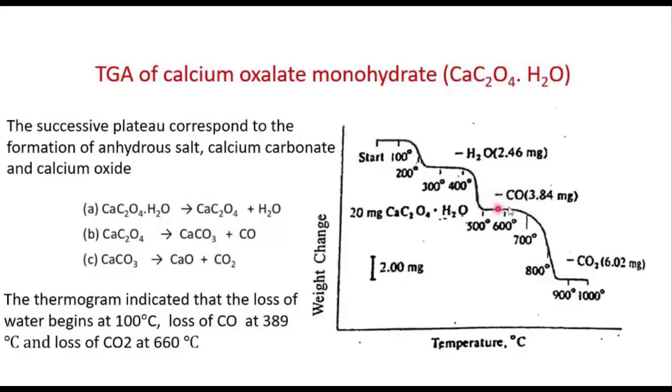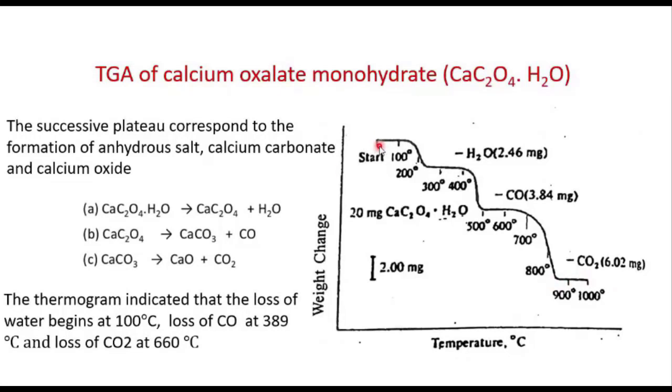After carbon monoxide is evolved, then you have the calcium carbonate there. So calcium carbonate decomposes to give calcium oxide and carbon dioxide. So this portion represents the stable curve of calcium carbonate. And in this portion, calcium carbonate is getting converted to calcium oxide and carbon dioxide is evolved, which represents a mass change of 6.02 milligram. And after that, this represents the stable curve of calcium oxide.